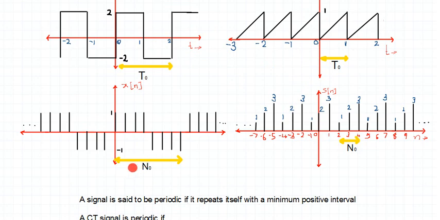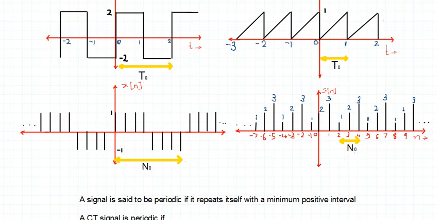Same thing is true for a DT signal. If we shift the signal by N naught samples, this shift is replaced by the same samples, and hence the signal after shifting appears similar to the original signal. Same is true for the signal s[n].